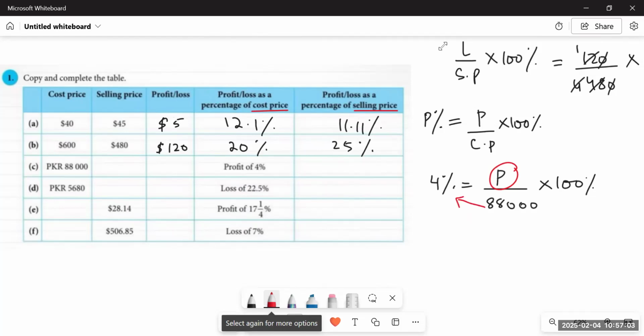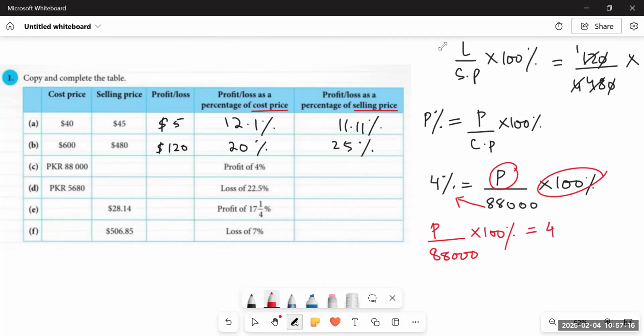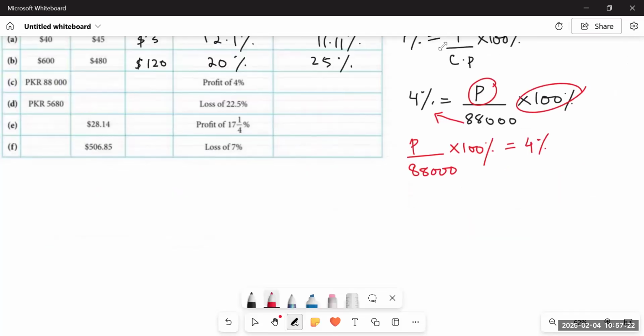We'll remove this 100% from here. So what would it be? It would be like this. If we write it as P upon 88,000 multiplied by 100% is equal to 4%. This is how first we'll write it. We'll shuffle the places, right? Whatever is on the right hand side will come on the left hand side. Whatever is on the left hand side will go on the right hand side.